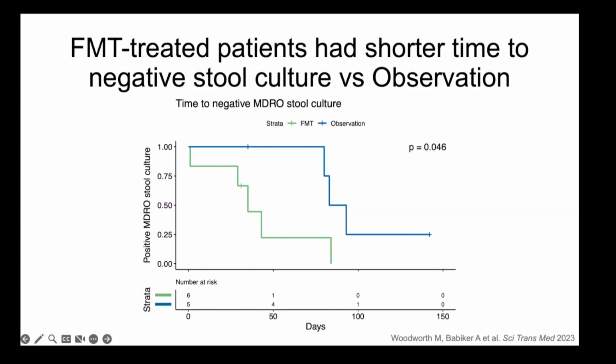Here is the Kaplan-Meier curve for decolonization. FMT-treated patients had a shorter time to negative stool versus the controls. And this is important because MDRO colonization isn't a forever state, and so people can decolonize spontaneously. So you see here that in the observation group, some of them did decolonize, but this was hastened by the receipt of FMT.